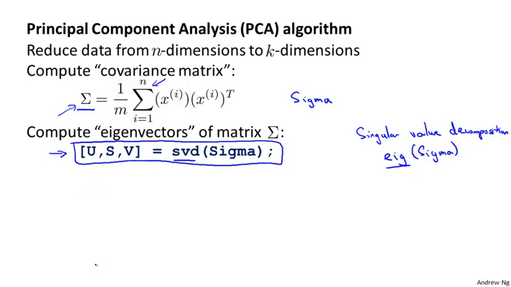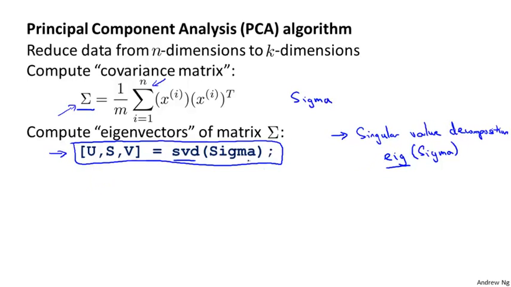And if you're implementing this in a different language than Octave or MATLAB, what you should do is find a numerical linear algebra library that can compute the SVD, or singular value decomposition. There are many such libraries for probably all the major programming languages, and you should be able to use that to find a routine to compute the matrices U, S, and V given the covariance matrix sigma.